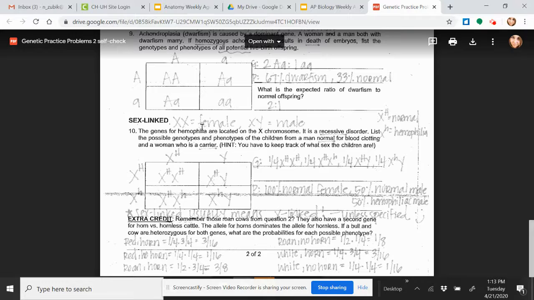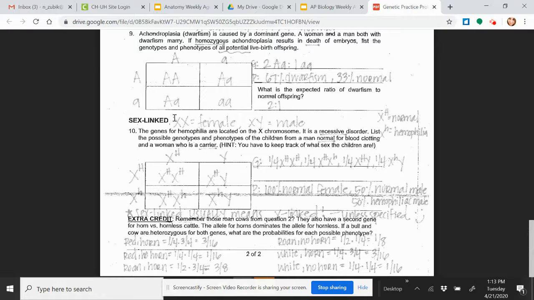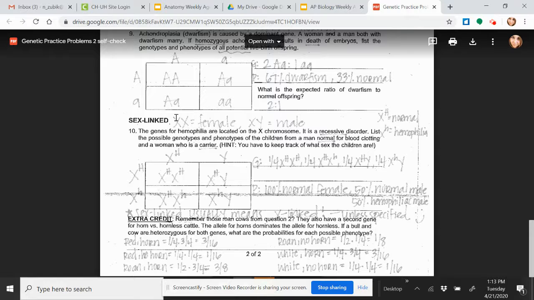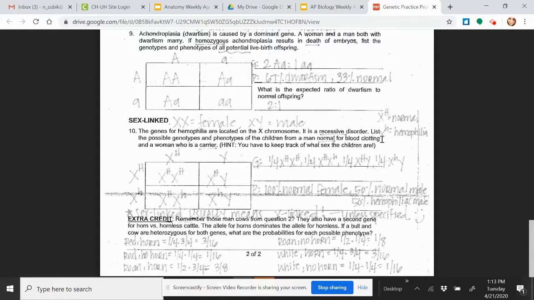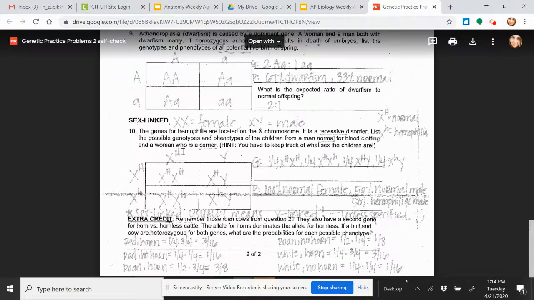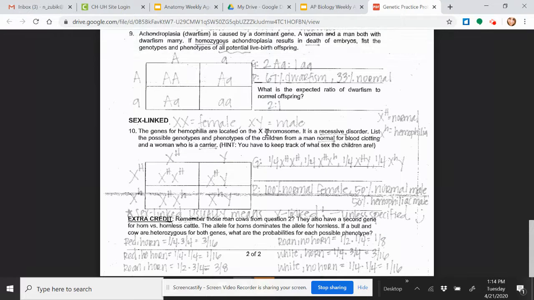Sex-linked, however, is. When we see a sex-linked trait, it's found on the X chromosome more often than the Y, and we use those letters. So big X, big X is female, big X, big Y is male, because females have 2 X chromosomes, males have 1 X and a Y chromosome. So when we do this, we use the X and the Y, and then we put a superscript for our trait. So big H will be normal, little h will be hemophiliac.